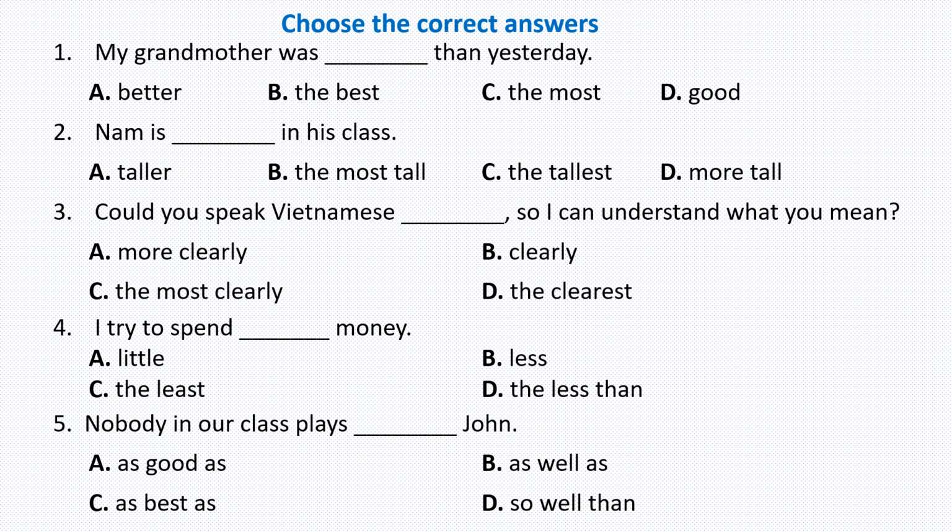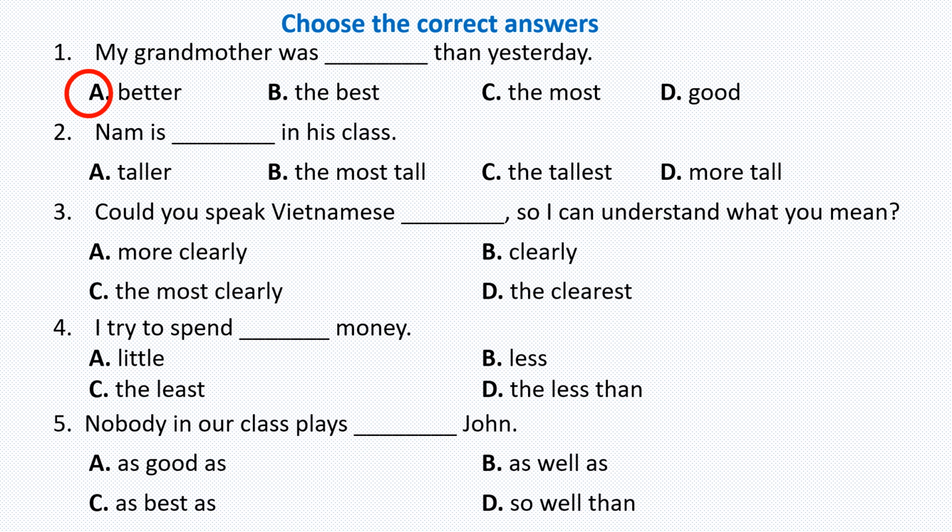Let's practice. Choose the correct answer for each sentence. 1. My grandmother was ___ than yesterday. A. better. B. the best. C. the most. D. good. The answer is A. My grandmother was better than yesterday.